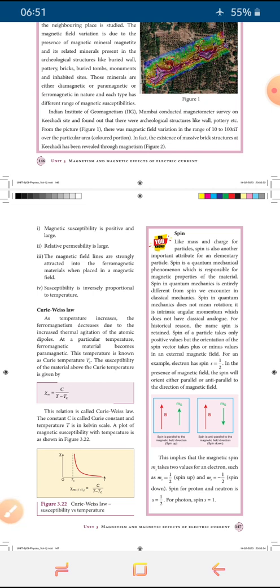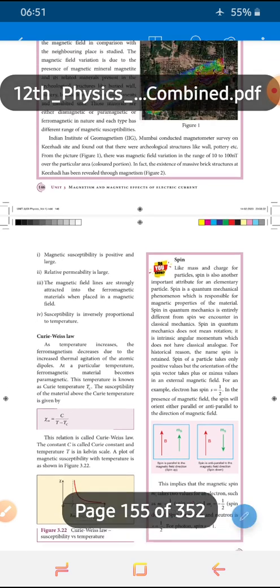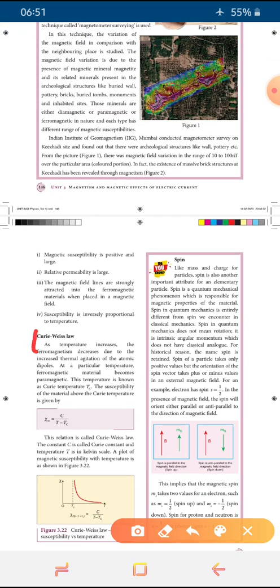Study that thoroughly also. The next 3 mark question is from Curie's Weiss law, from here up to this graph. Explain Curie's Weiss law for ferromagnetic material. This may be asked as a 3 mark question.